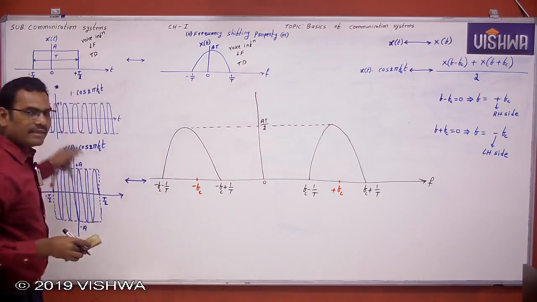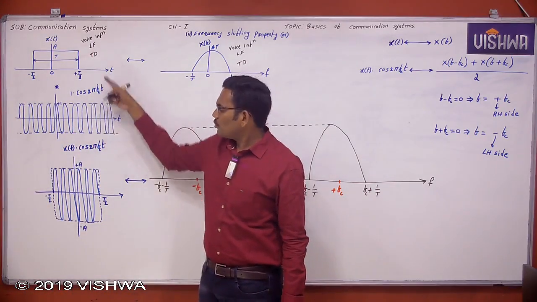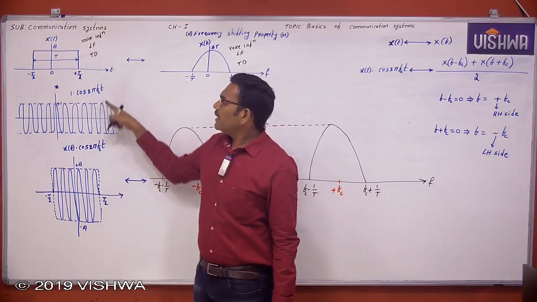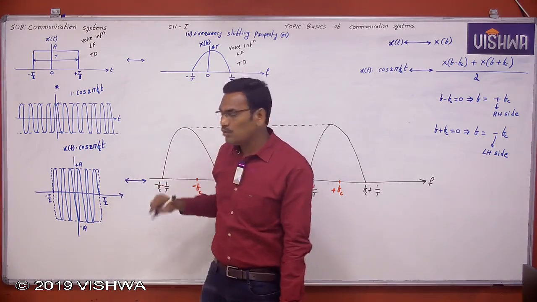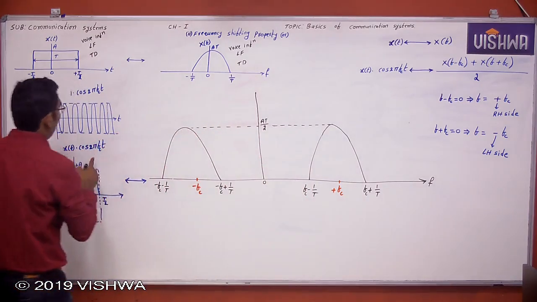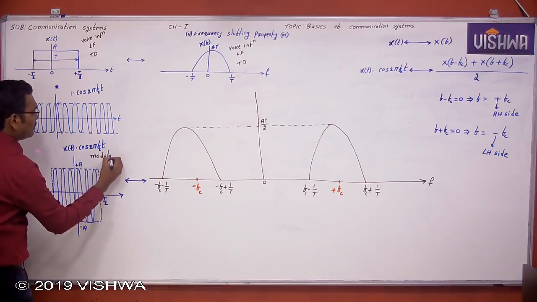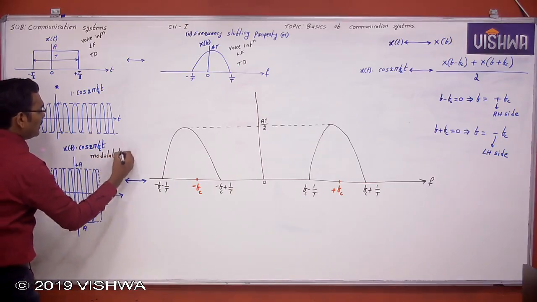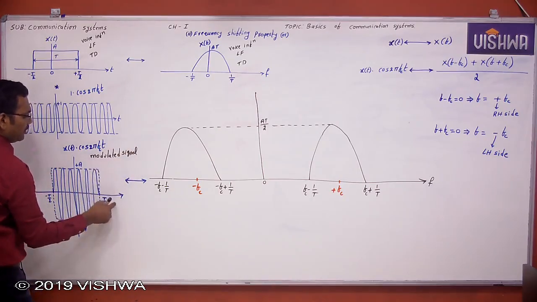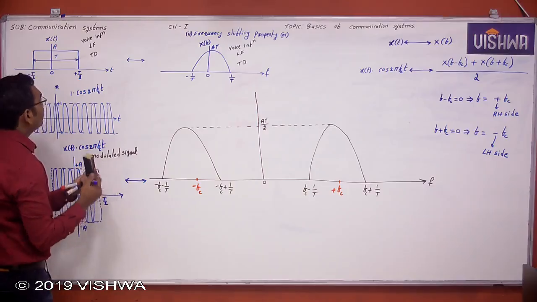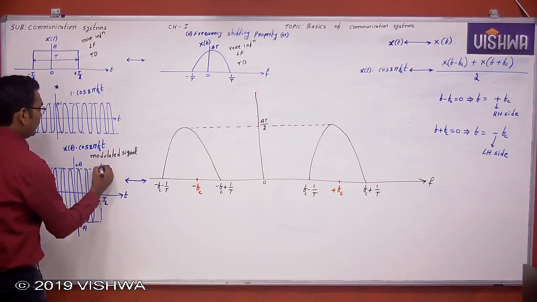But when you take the help of a carrier, you are adding the carrier, and this is modulation. After modulation, this is called a modulated signal. This is the modulated signal, but in which domain? Time domain. This is the modulated signal in time domain.